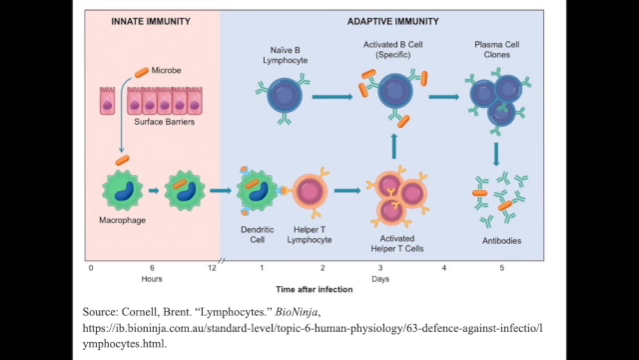In the end, a small portion of activated B cells and helper T cells will develop into memory cells so that they can remember these pathogens to provide immunity in the future.